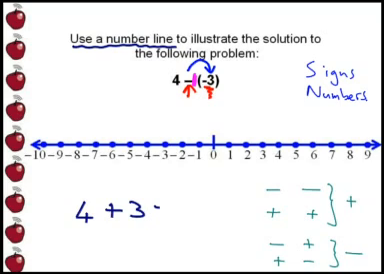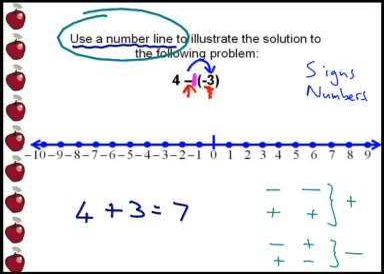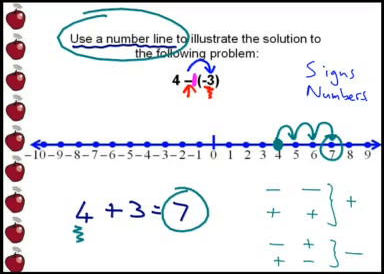Now you might say, I know the answer is 7, but remember we were told to use a number line. So we need to then go to the 4 on the number line and say, to add 3 we move 1, 2, 3 places to the right, and then we end up at the 7. So now only can we definitely say, according to the number line, our answer is 7.